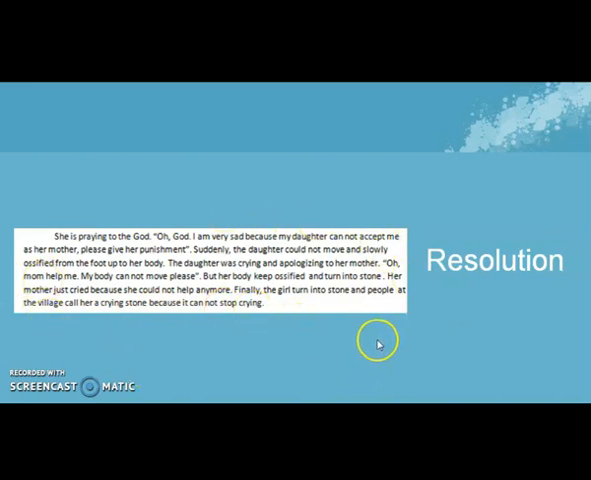And for the coda, maybe we have to love our parents no matter what the situation is. So we can make our coda by ourselves.